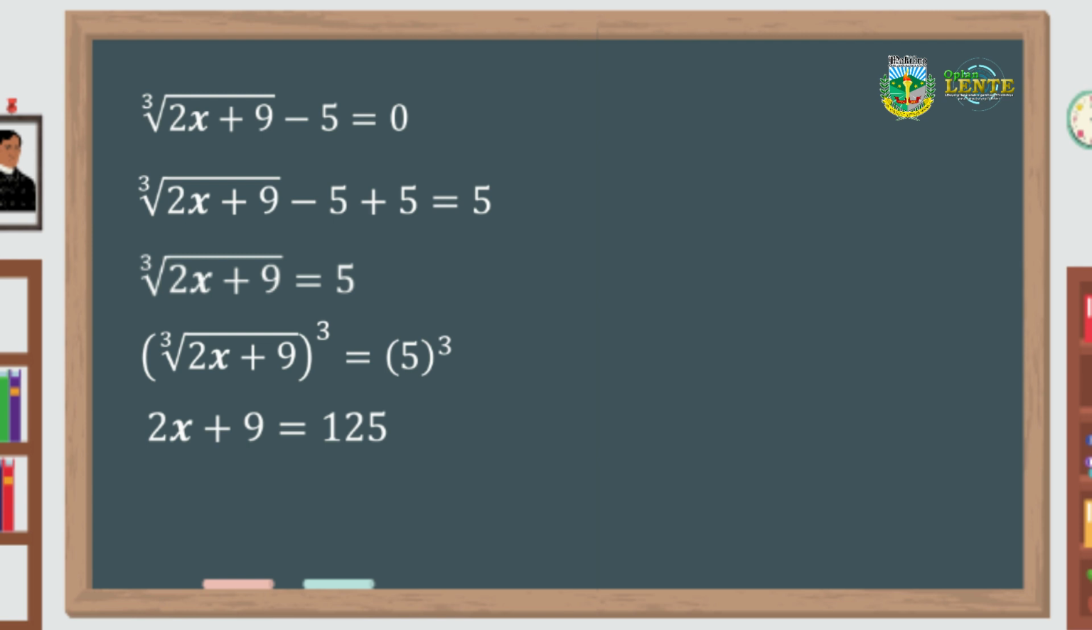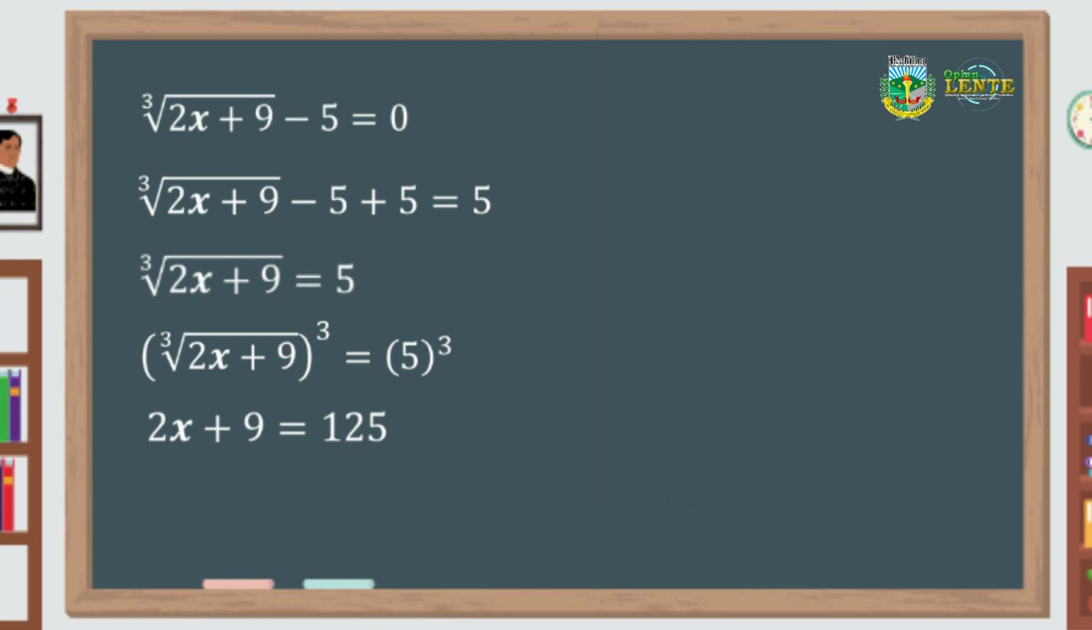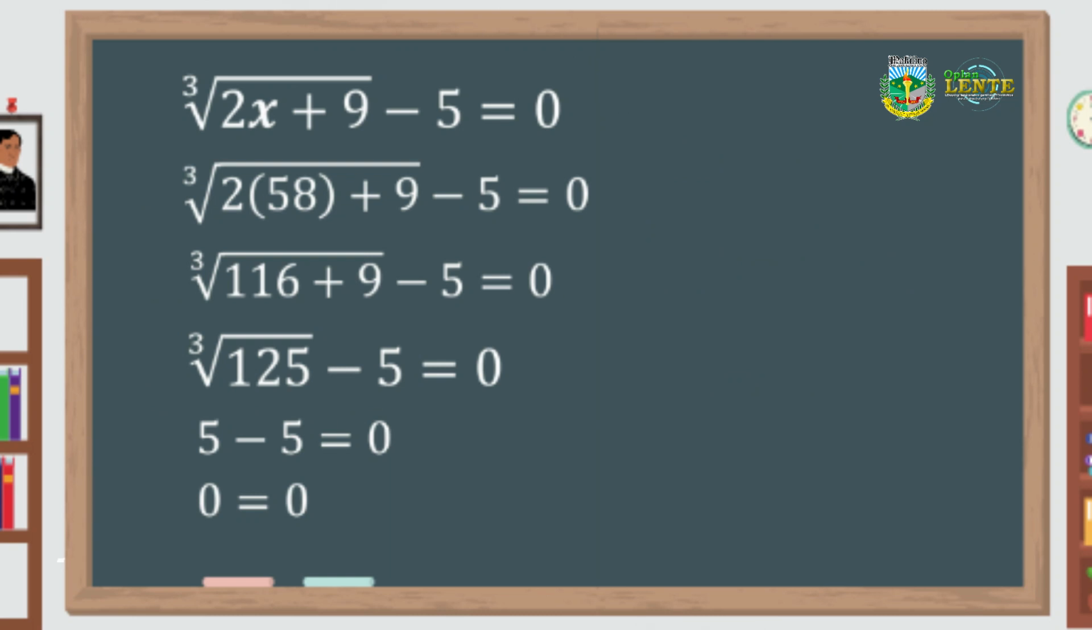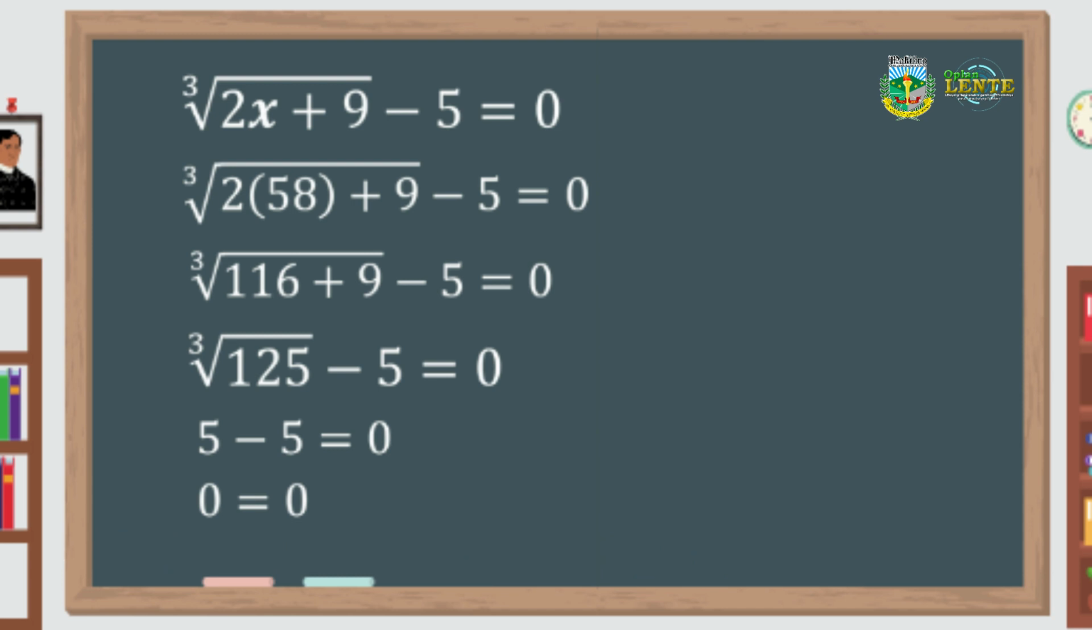We can now solve for x by subtracting 9 from both sides of the equation by the addition property of equality. Then we now have 2x is equal to 116. By multiplying the multiplicative inverse of 2, that is 1/2, by both sides of the equation, the value of x will be 58. For the last step, we will substitute the value of x into the original equation to see if the equation will be true. As we can see in the solution, the value of x, that is 58, makes our equation true.